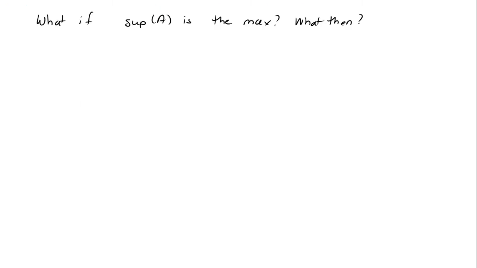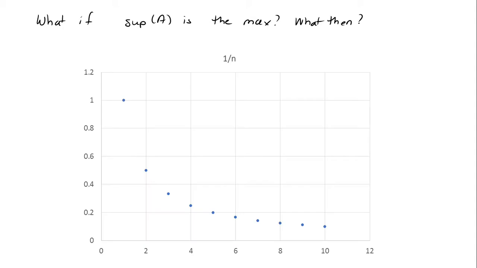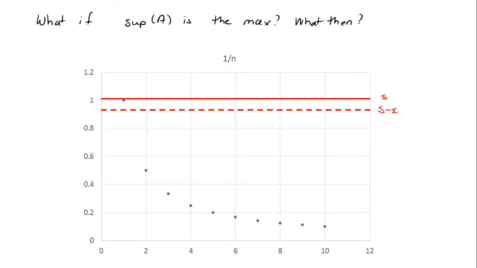Well, you really need to think about all conditions. This is probably where I used to fall apart the most as a student. But what if the sup of A is actually a max? What then? Let's take a look at something like 1 over n, where the sup is the max that's attained. So the max of the set is 1.